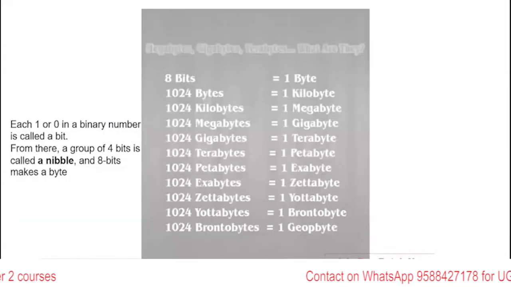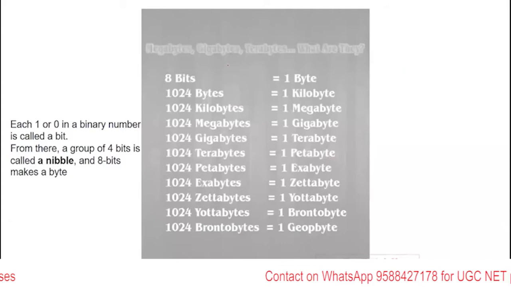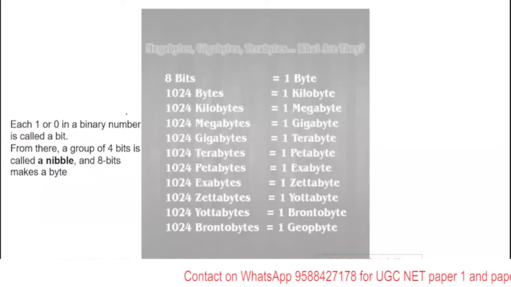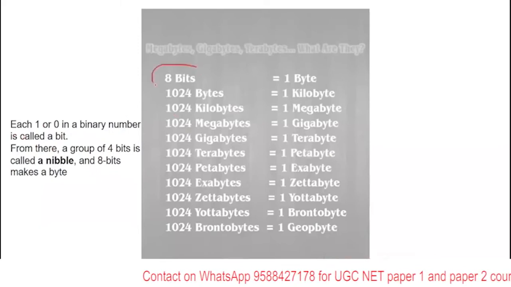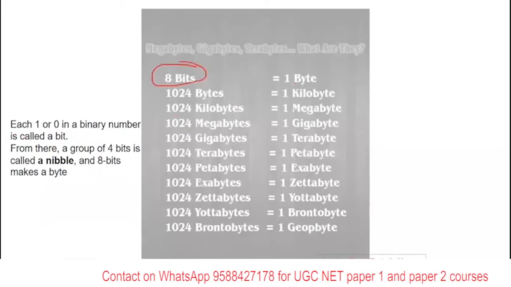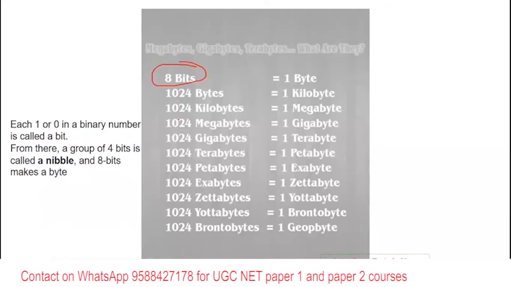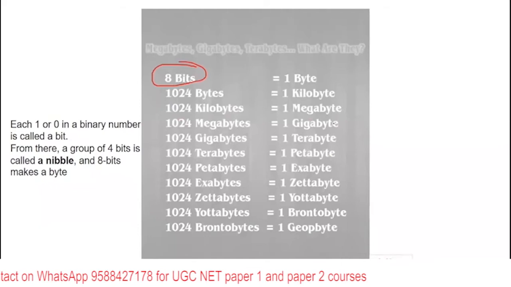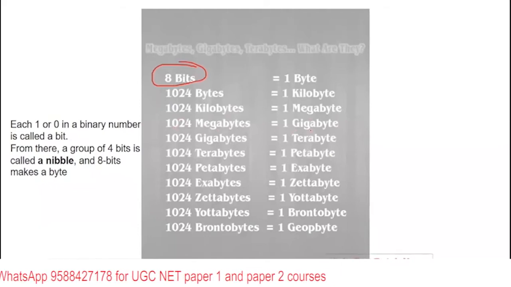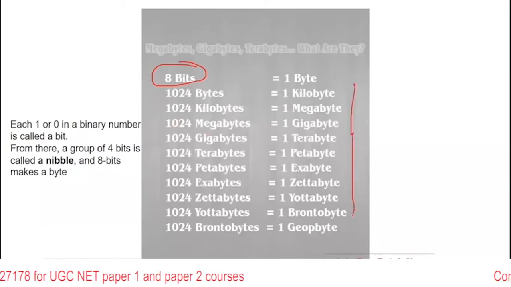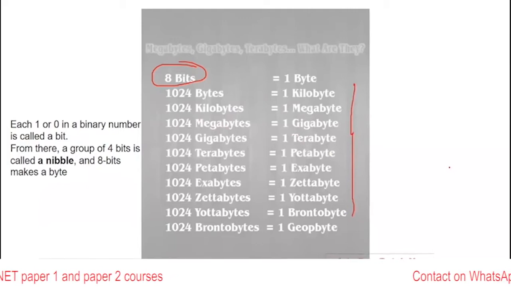Now next is a very compulsory question on the memory part. It starts with bits. 8 bits is equal to 1 byte. 1024 bytes is equal to 1 kilobyte. 1024 kilobytes is equal to 1 megabyte. 1024 megabytes is equal to 1 gigabyte. Here, basically, there are 2-3 types of questions. First of all, they will tell you to arrange the given options in ascending and descending order.